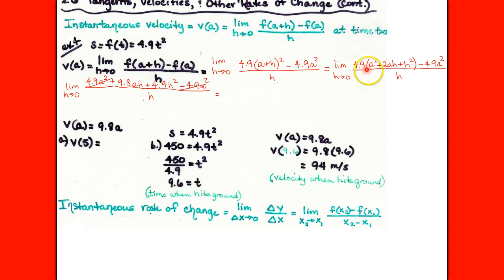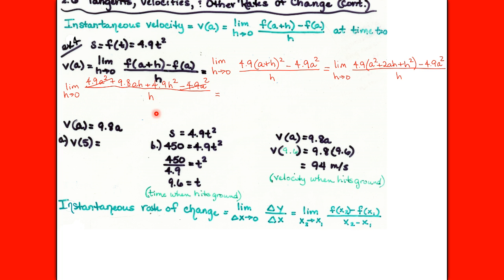So 4.9 times A squared gave us the 4.9A squared. And then 4.9 times 2AH gave us the 9.8AH. And then 4.9 times H squared gave us the 4.9H squared. And then we already had the minus 4.9A squared, so we'll bring it down as well. All right, then the 4.9A squared and the negative 4.9A squared are going to drop each other out, right? And so what I'm left with is just the 9.8AH plus 4.9H squared over H.